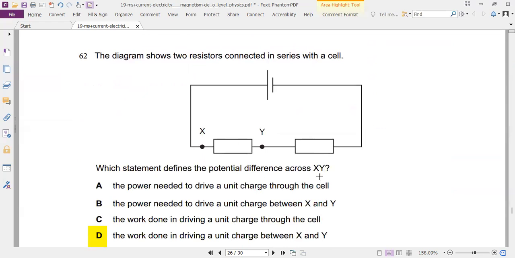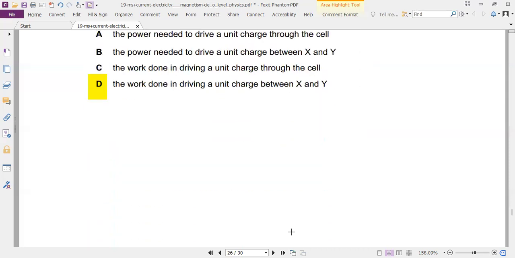Potential difference across X, Y is the work done in driving a unit charge between X and Y. It is the definition of the potential difference across a component.